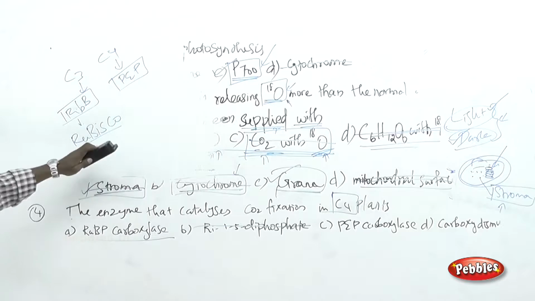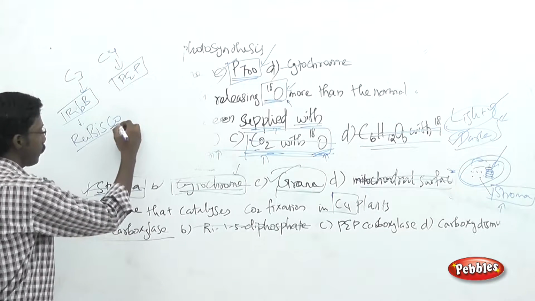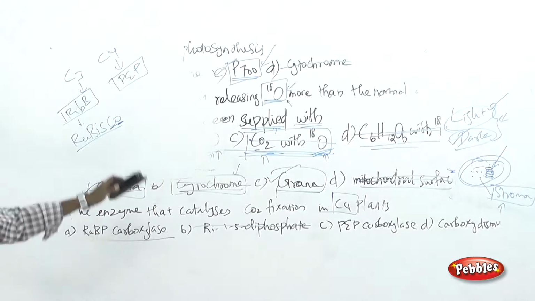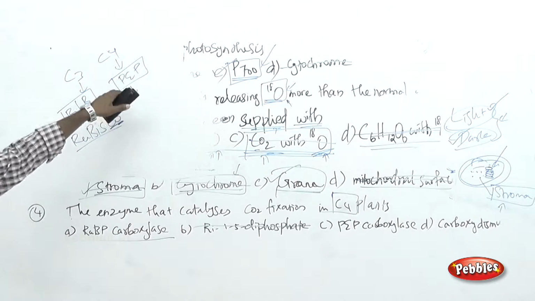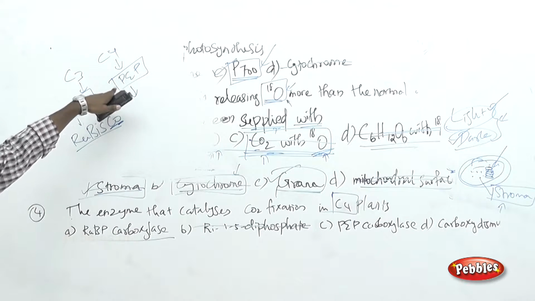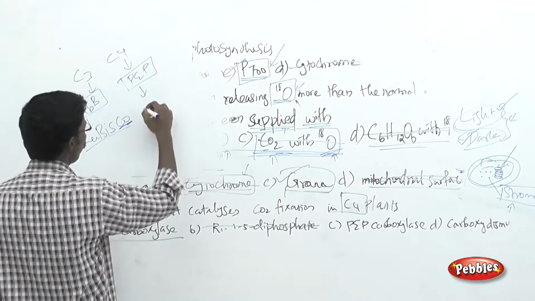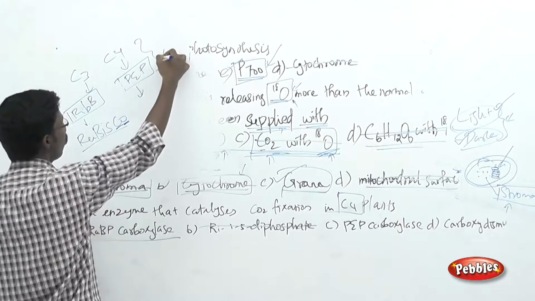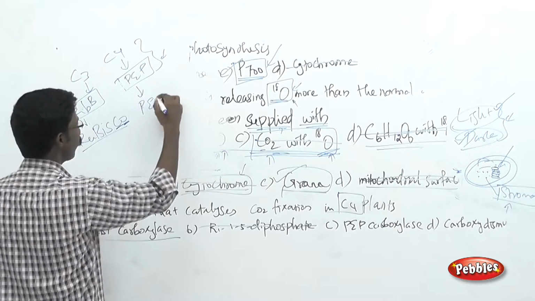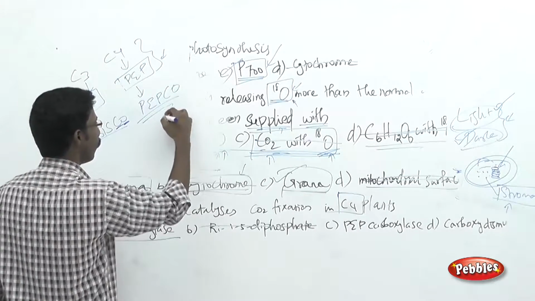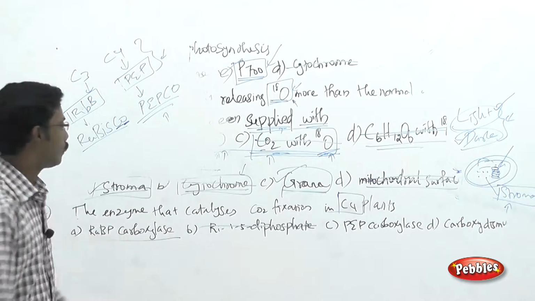Okay, so why are we calling this Rubisco? Ribulose bisphosphate carboxylase and oxygenase. That is why we are calling this Rubisco. So over here, as I told you, the primary acceptor is not ribulose bisphosphate. Over here it is phosphoenol pyruvate. So the carbon dioxide fixation by the phosphoenol pyruvate will be catalyzed by the enzyme PEPCO. PEPCO refers to phosphoenol pyruvate carboxylase and oxygenase.